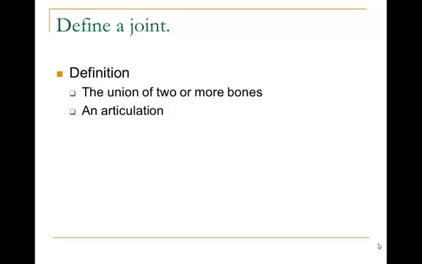Okay, so define a joint. A joint is where two bones come together, a union of two bones. We also will call it, most frequently, an articulation.